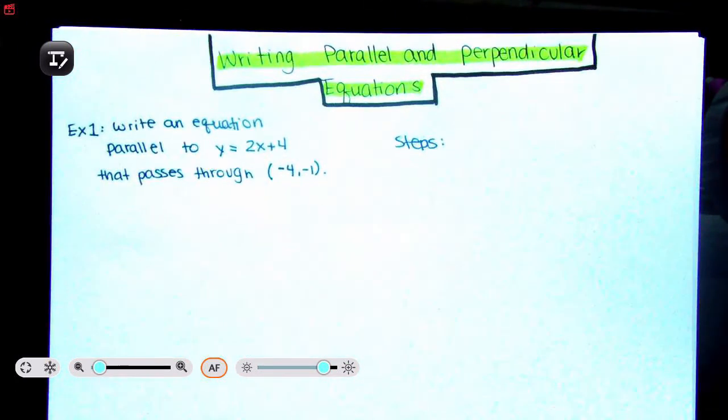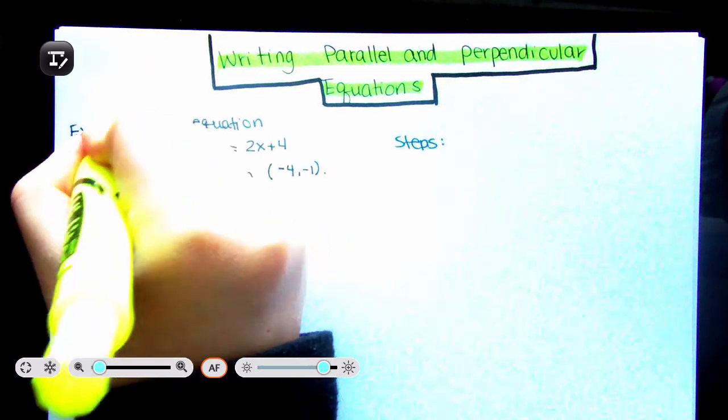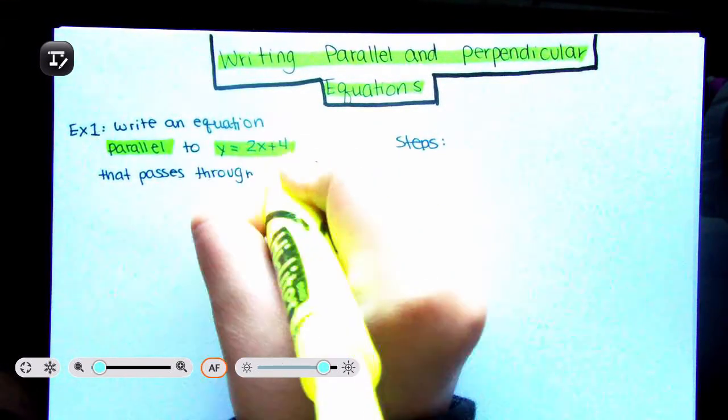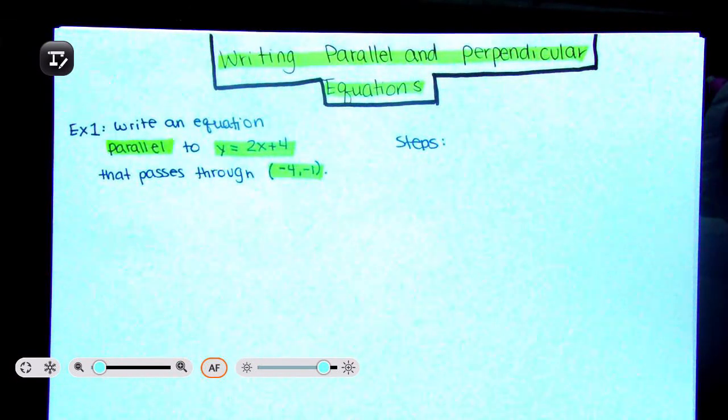That's our task, our objective. Our objective is to have an equation that is specifically parallel to y equals 2x plus 4. So I'm going to actually point out some keywords. First keyword here is parallel. Super important we know what we're doing. We want an equation that's parallel. We are given an equation and we are given a point. So 3 pieces of very valuable information.